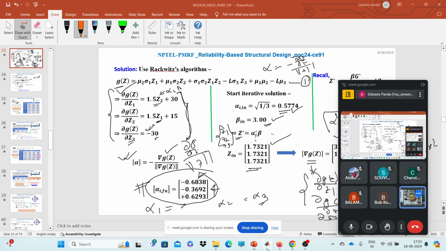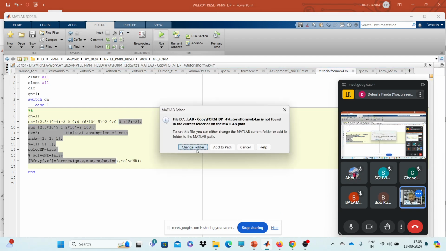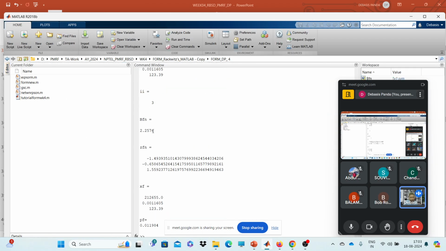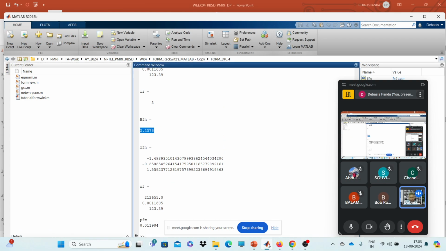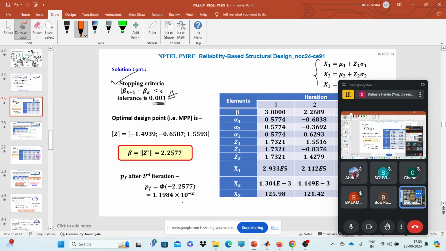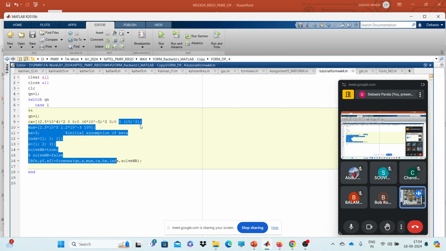You can solve it by hand already. Now if you run this, you will get the values corresponding to that file. All the values will be there, like 2.258, the final value. We calculated 2.258, 2.2577, and the final value of probability of failure 0.0199, and we are getting the same values. If you change the limit state, you will get the same values we just have seen. So I will upload these things today.